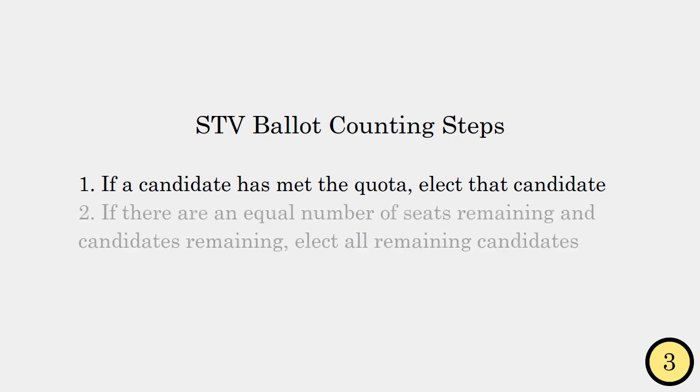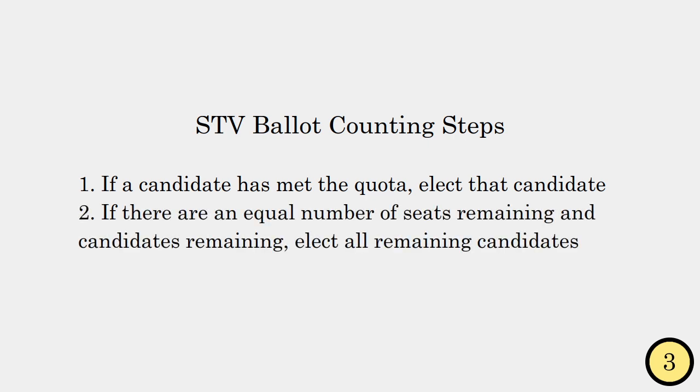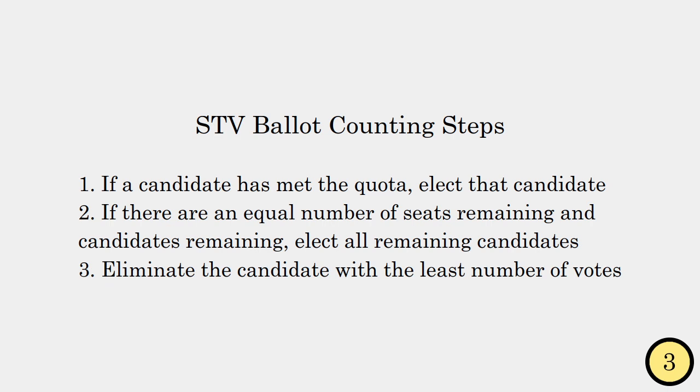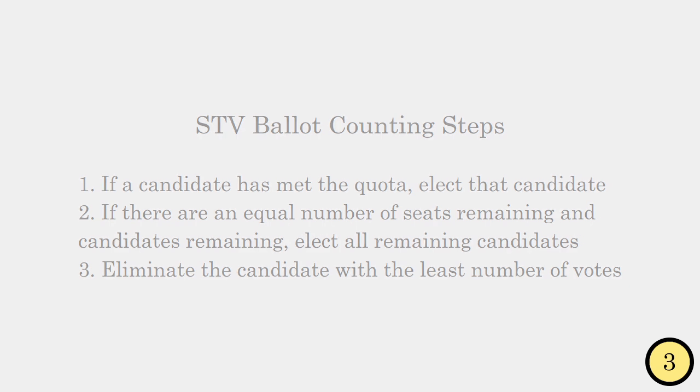Step 2. If the number of candidates remaining is equal to the number of seats remaining, elect all remaining candidates. These candidates might not have reached the quota due to a phenomenon known as ballot exhaustion. Step 3. Otherwise, eliminate the candidate with the least number of votes and transfer their ballots to the next highest ranked candidate.